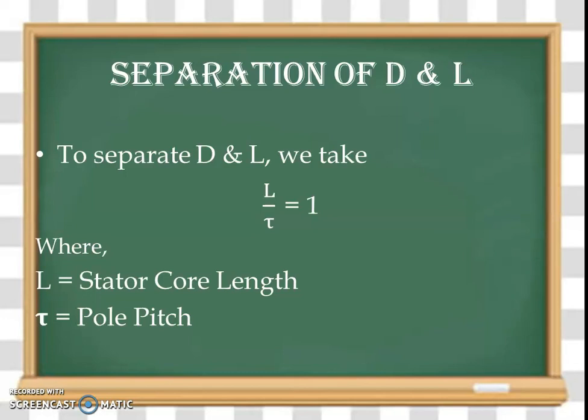Normally it is expected that we take the ratio L by tau equal to 1, but sometimes in a single phase induction motor, standard stampings may not be available as we require or as per the design. So we have to select whichever type of stampings are available. So normally the L by tau ratio can be taken in the range of 0.6 to 2. Practically we have to take that ratio. This way we can calculate D square L, and from the known value of D square L we can separate the values of D and L, that is the main dimensions of the single phase induction motor.